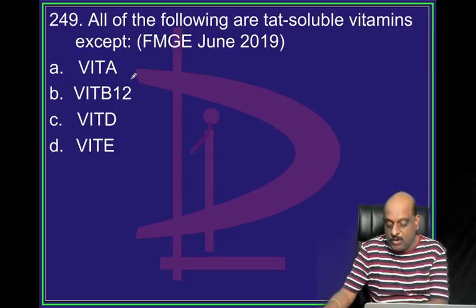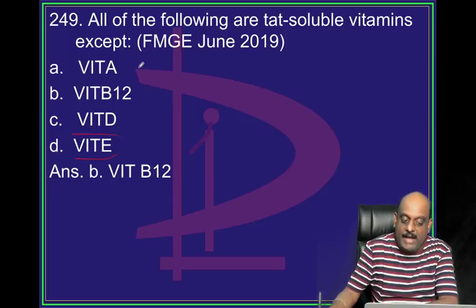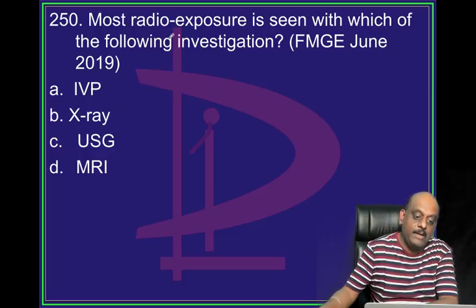Which is a fat soluble vitamin, Doctor? Easiest question in the planet Earth. Vitamin D, A and E. Whereas B12 is water soluble.